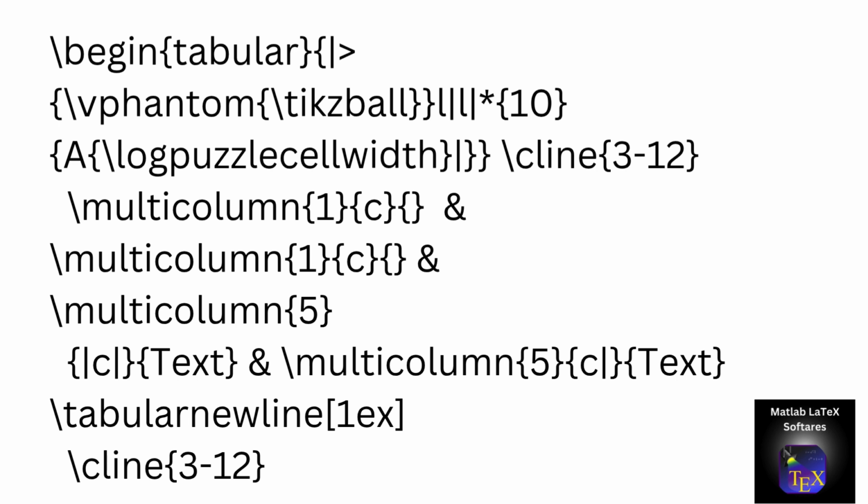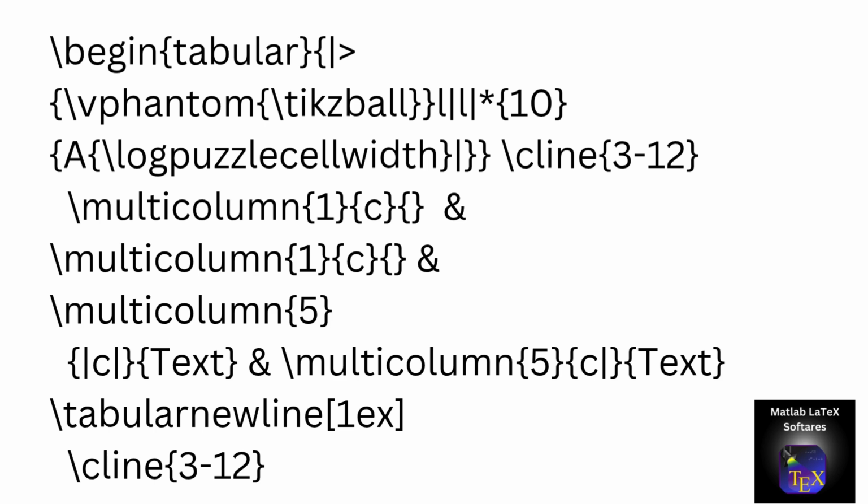This LaTeX code defines the structure of a complex table using the tabular environment. The argument inside the braces specifies the column layout. The first two columns are left aligned and the next 10 columns are created using the previously defined custom column type A, each with the width of the visual cell width, separated by vertical lines.